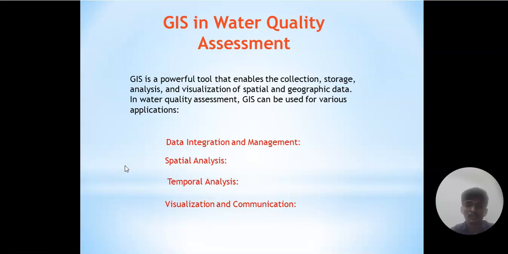Then we can also consider interactive maps. WebGIS platforms provide interactive maps that users can explore to view water quality data at different locations at the same time, enhancing public awareness and engagement.